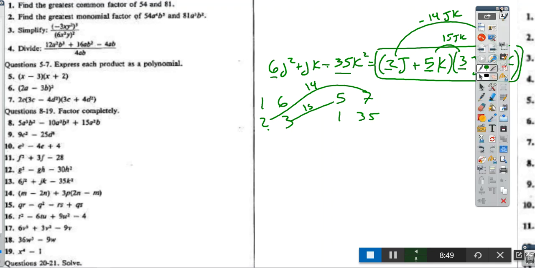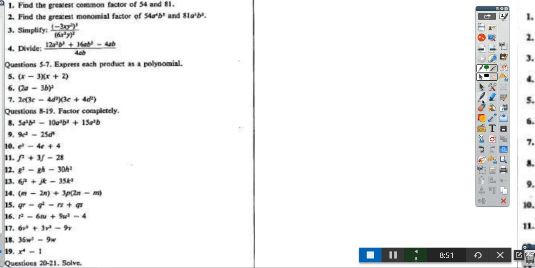Woohoo! I love factoring. All right, so the next one, we have m minus 2n plus 3p times 2n minus m. All right, this will be the last one for the video. I can't help but notice that this and this are really painfully close, but they're not quite right. The only way I can factor this whole thing or make it look simpler is if I have the same binomials. So I'm going to factor out a negative 1, and that's going to switch the signs.